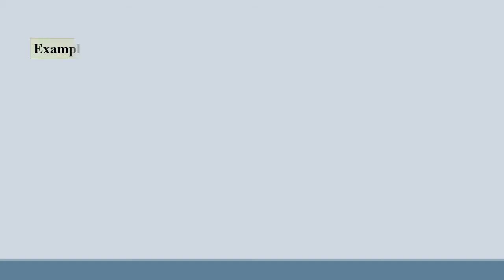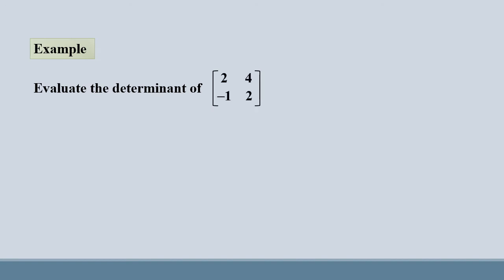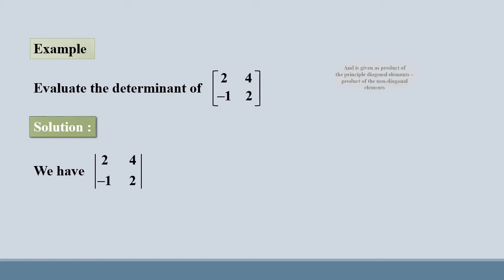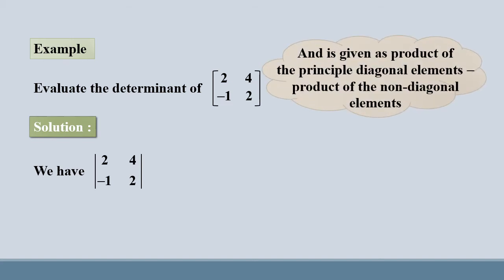We'll consider an example. Evaluate the determinant of 2, 4, minus 1, 2. Again we take the product of diagonal elements and non-diagonal elements and take the difference of both. So 2 into 2 we get 4, and 4 into minus 1 is minus 4. So minus of minus 4 will be plus 4. So 4 plus 4 we get the value as 8.